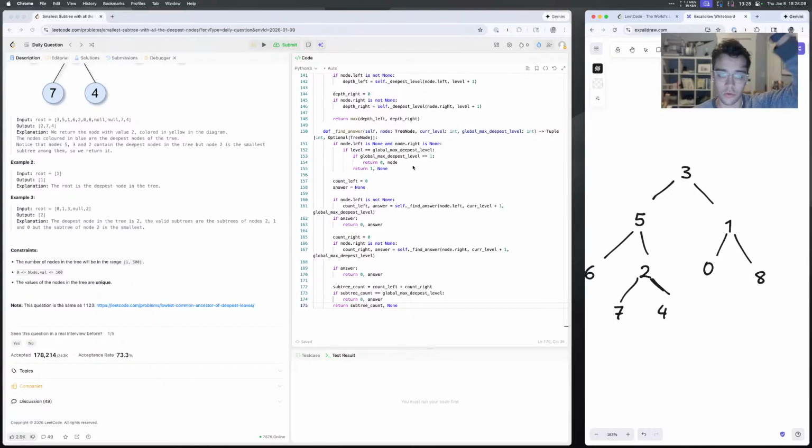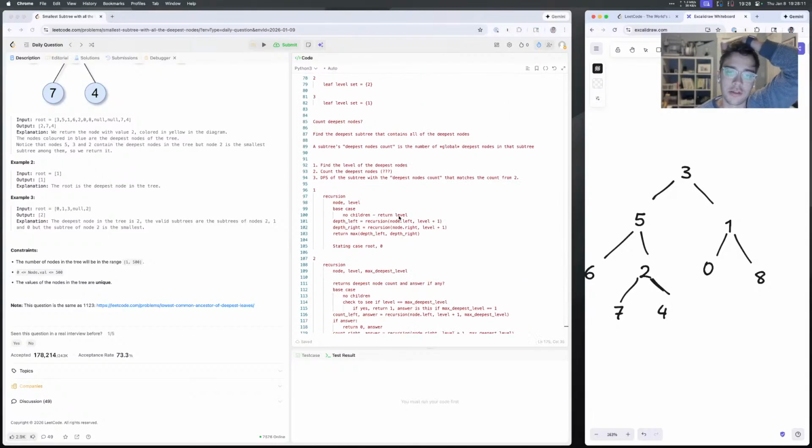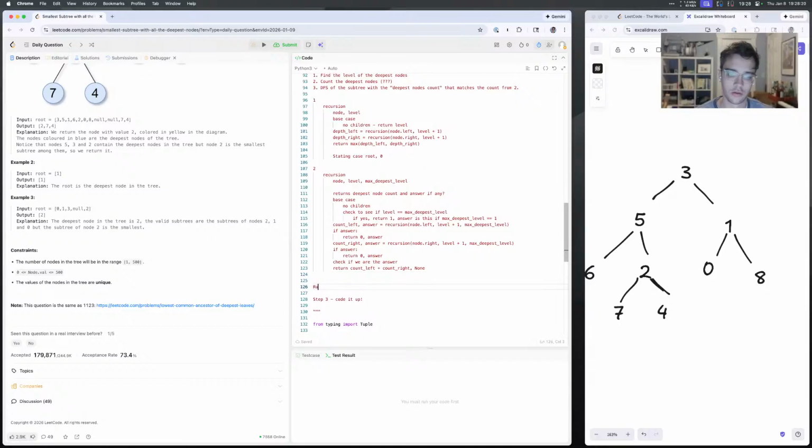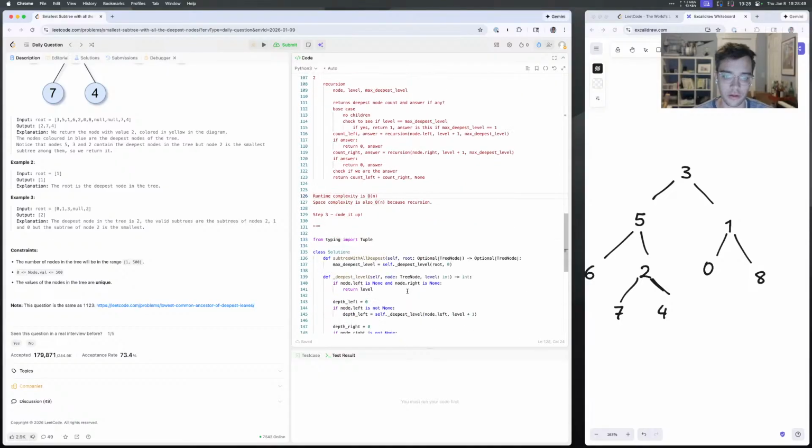Oh, I forgot to do time complexity. The runtime complexity is O of n. Space complexity is also O of n, I believe, because of recursion stack frames. I actually don't totally understand; I should double check. I think that's right.